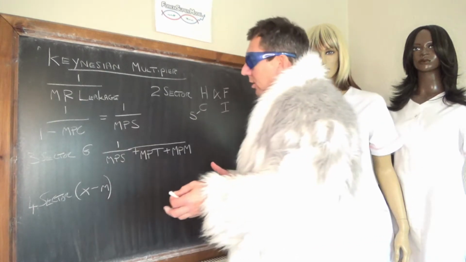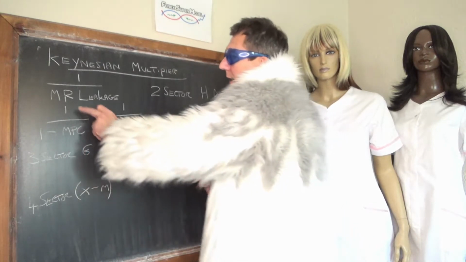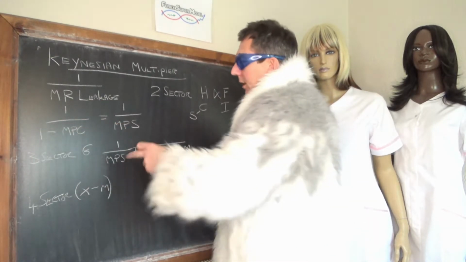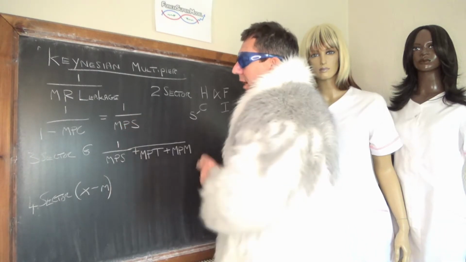In other words, what proportion of every extra pound is saved or consumed. So the basic multiplier on the two-sector economy is the reciprocal of 1 minus the MPC, which in simple terms is 1 over the MPS, the marginal propensity to save.